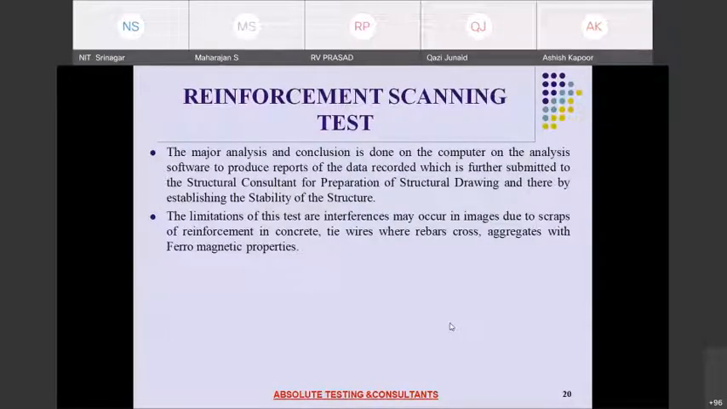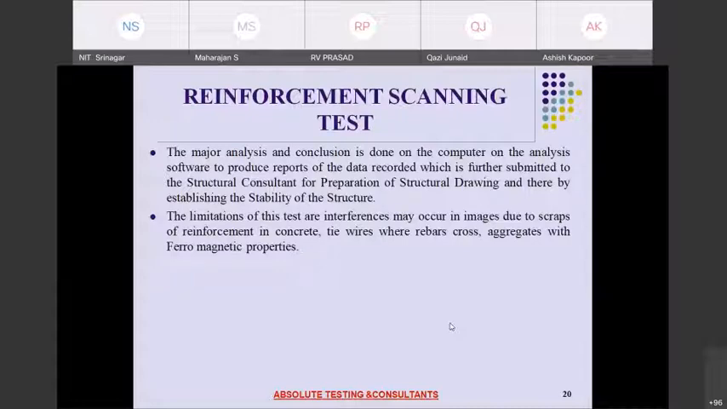The major analysis and conclusion is done on the computer on the analysis software to produce a report of the data recorded, which is further submitted to the structural consultant for the preparation of the structural drawings, establishing the stability of the structure. It means we are doing reverse engineering. After constructing, we are finding what reinforcement is provided in the structure. Based on the data available, we will prepare the structural drawings.